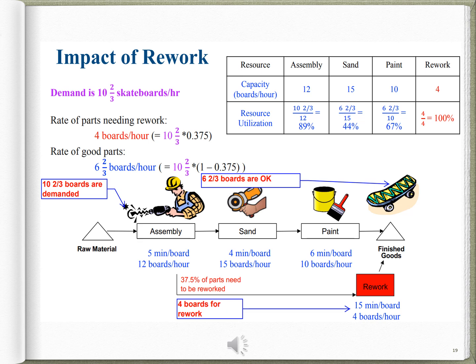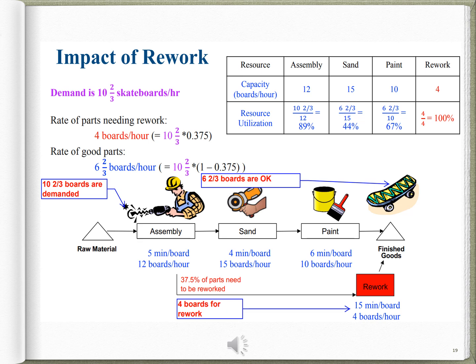Demand is equivalent to 10 2/3 boards per hour. The rate of parts needing rework will be 4 boards per hour. That is 37.5% of the 10 2/3 boards per hour. Conversely, the rate of good parts will be 6 2/3 boards per hour, which is 62.5% of the demand. 4 defective boards per hour equal the rework station's capacity. Thus, the rework station is now a bottleneck.